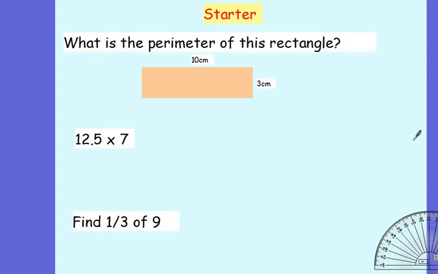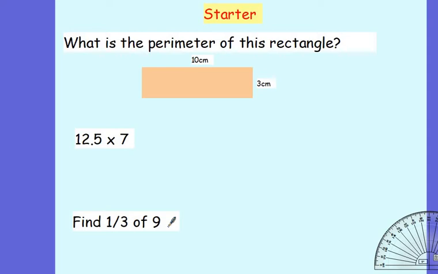Let's start off with a quick starter, shall we? What's the perimeter of the rectangle I've drawn? Can you work out 12.5 times 7 and then can you find 1/3 of 9 for me? Pause the video and have a go at those questions in your light blue books please.